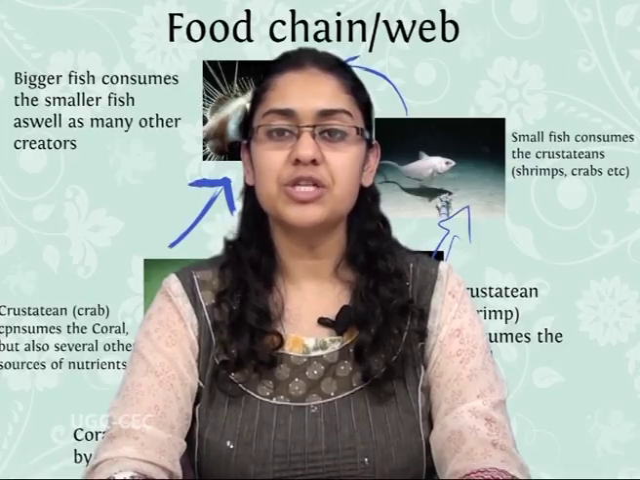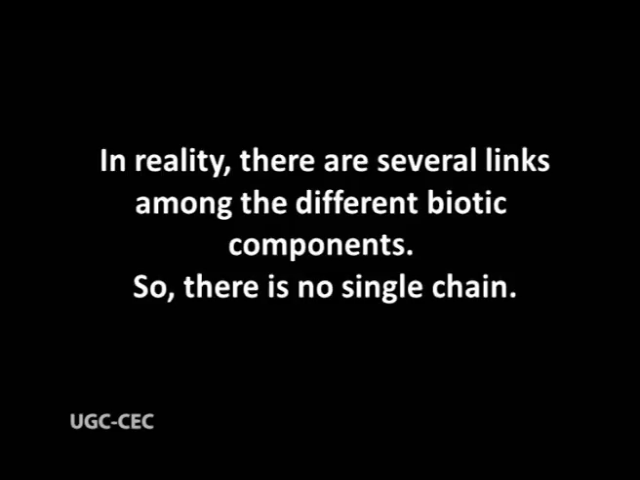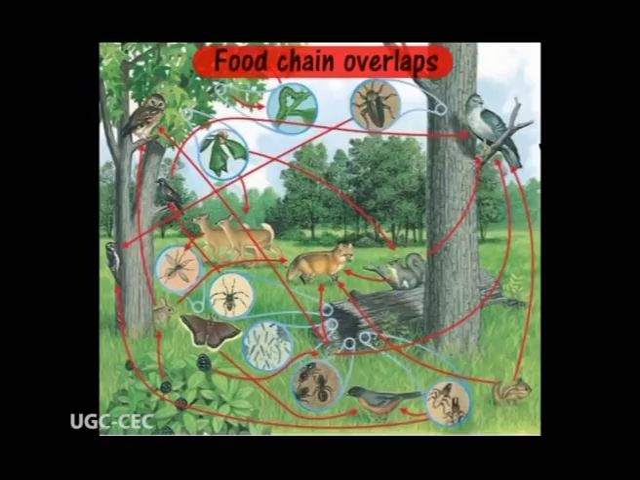However, a food chain is just a theoretical representation of the links. In reality, there are several links amongst the different biotic components. So there is no single chain. In fact, each food chain overlaps several others and is actually just a part of a much wider picture of links among the different components in different trophic levels.